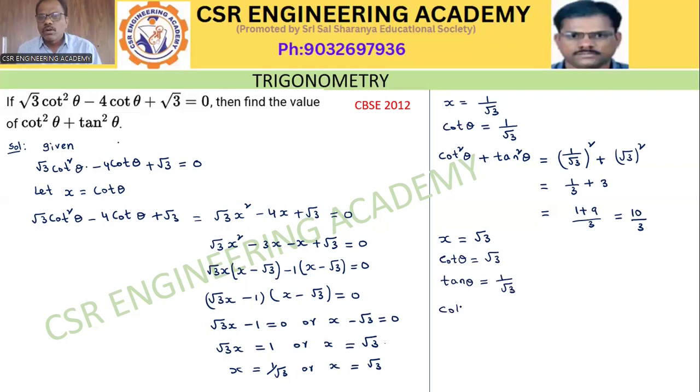Cot square theta plus tan square theta is equal to, cot theta is equal to root 3, that is root 3 whole square, plus tan theta is equal to 1 by root 3, that is 1 by root 3 whole square is equal to root 3 whole square is equal to 3, plus 1 by root 3 whole square is equal to 1 by 3, is equal to 3 threes are 9 plus 1 is equal to 10 divided by 3.